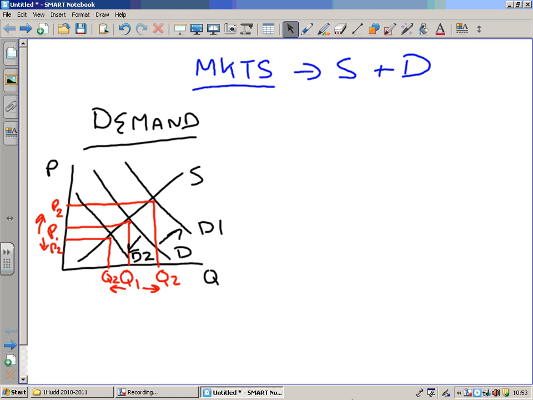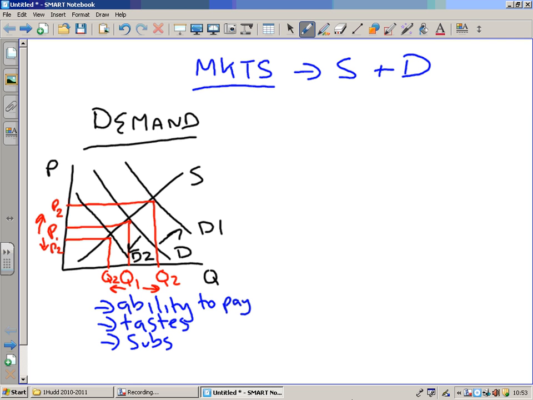Now, I want to talk very quickly about what can lead to these changes. What you should be thinking about are ability to pay, tastes, and what happens with substitutes and complements. So let's think about these then in turn.